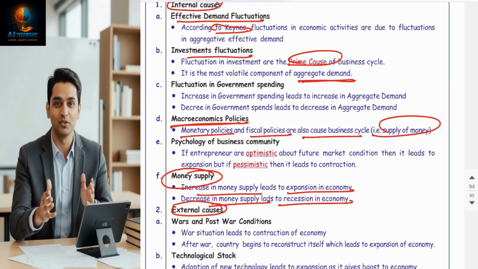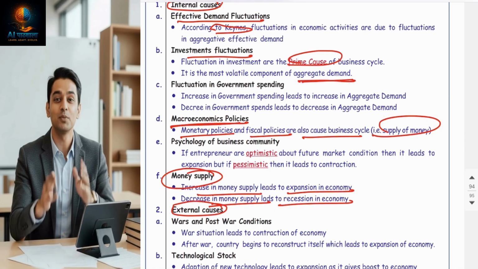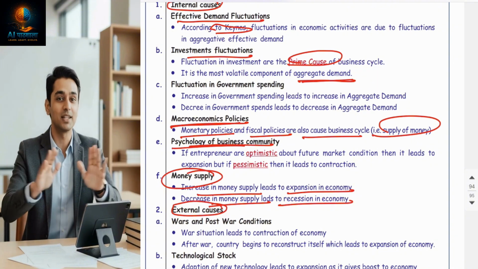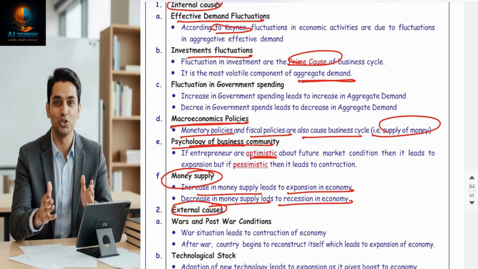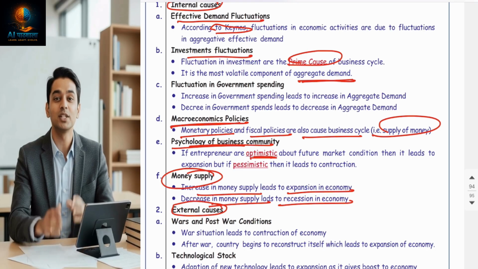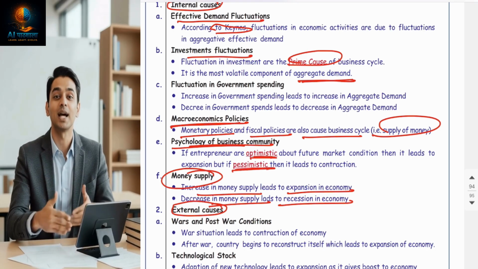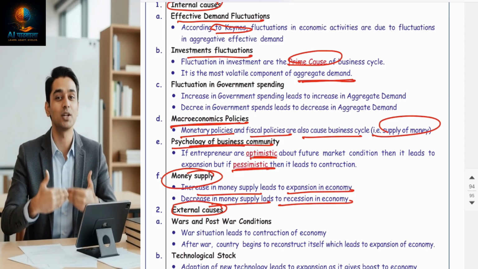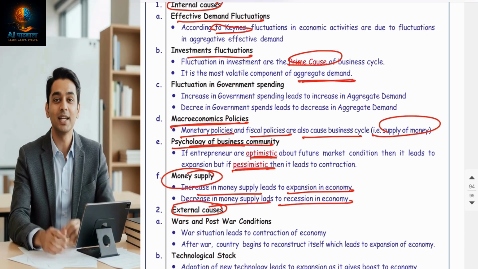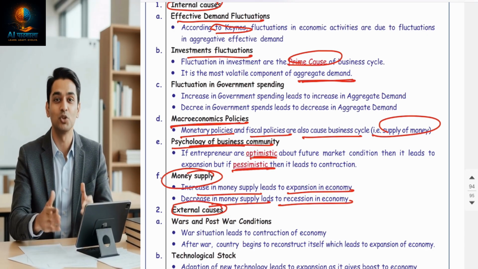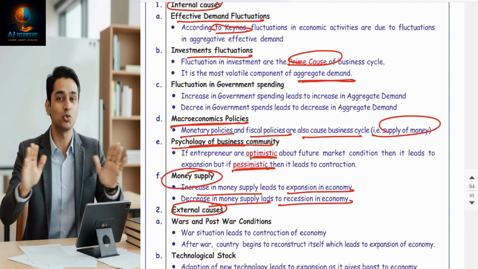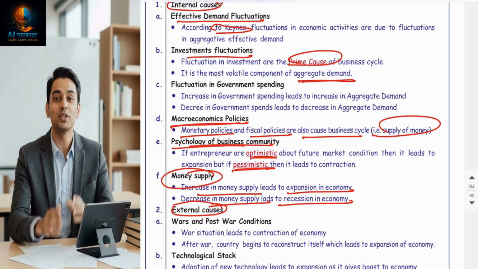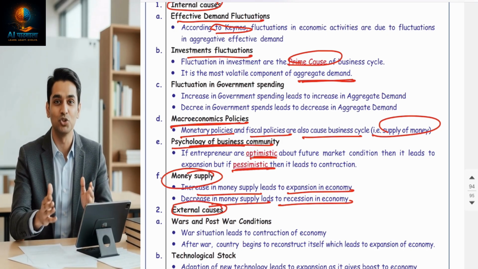One more, it is also caused by business psychology, the psychology of the business community. If businessmen are optimistic, it leads to expansion in the country. If businessmen are pessimistic, it leads to contraction. That's why it is the duty of the government of India or any country to gain the confidence of the businessmen, make them realize that their business is safe. When government shows confidence, businessmen become optimistic and expansion takes place.